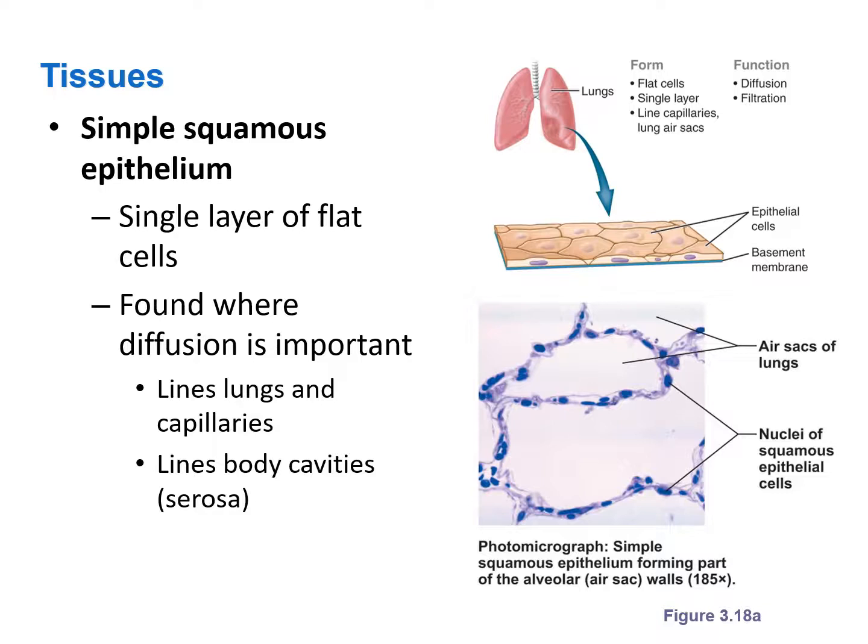This is our first example, simple squamous. The definition is almost self-explanatory: this is a tissue that is one layer, and it consists of flat, square-shaped cells. You're going to have simple squamous epithelium where diffusion is important. You typically find simple squamous in the lungs and in the capillaries. The reason you have these very thin, flat cells in the capillaries and the lungs is because you want to help diffuse those gases, CO2 and O2.